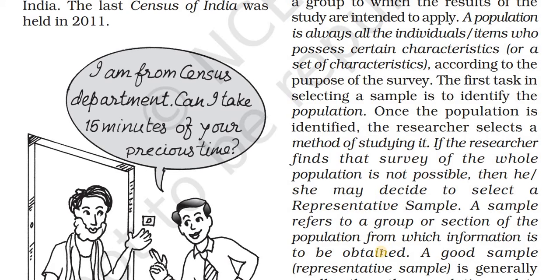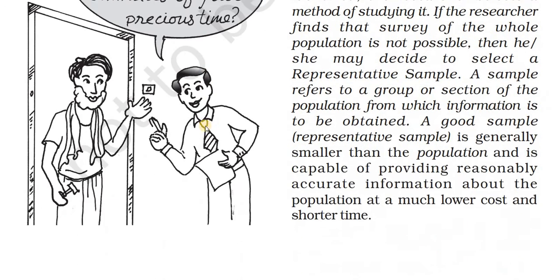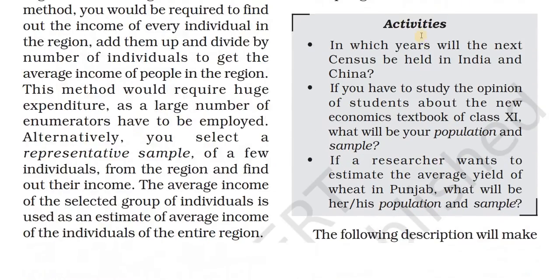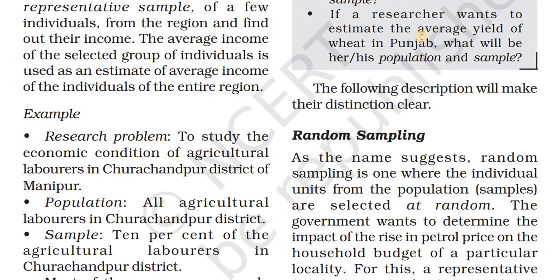We studied what a sample is. A sample refers to a group or section of the population from which information is to be obtained. A good sample should be a representative sample. It is generally smaller than the population, and it should be capable of providing accurate information. These are the specialties of a sample. Then how can we conduct a research?